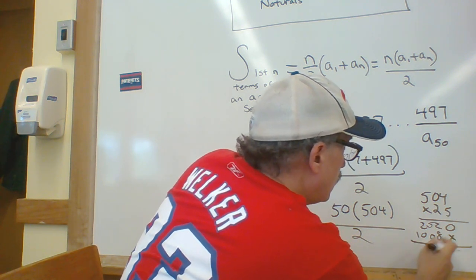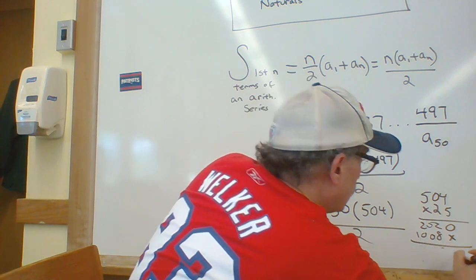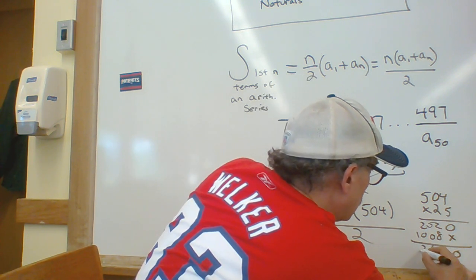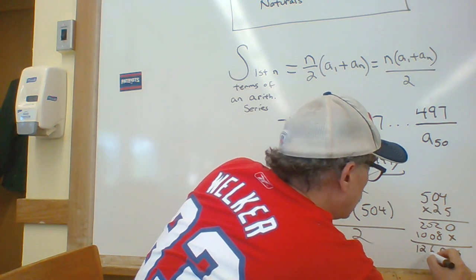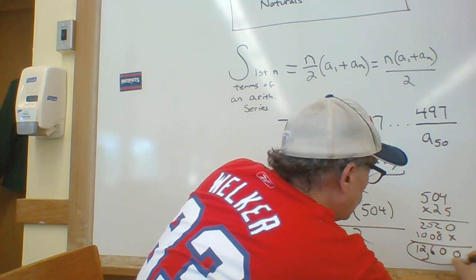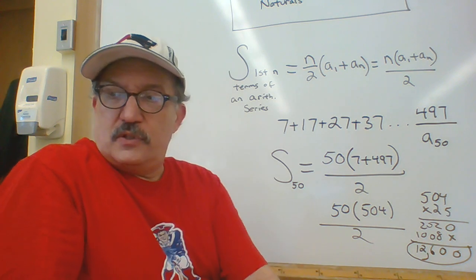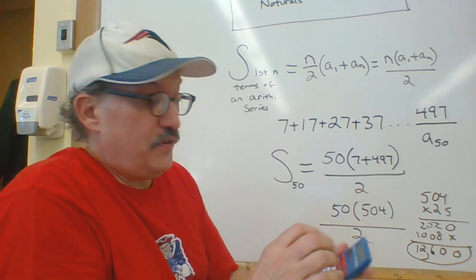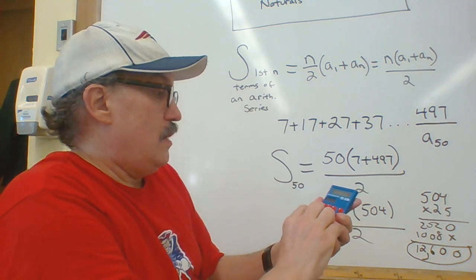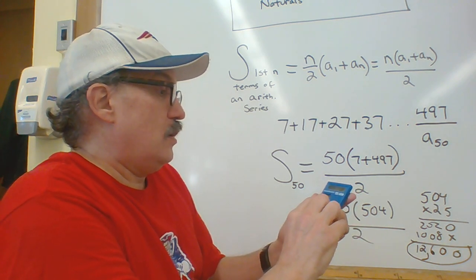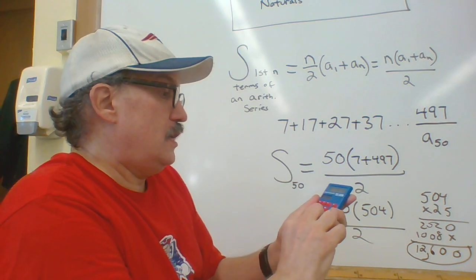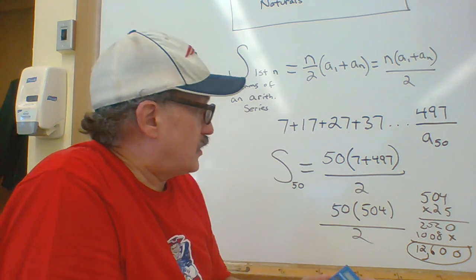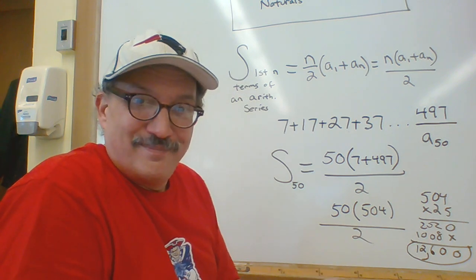Comes in 1, 8, 0, 10. I think it's right now. Check it for me, please. Use a calculator if you want to. I think it's 12,600. Okay, let me try it the other way. 50 times 504. 504 times 50 divided by 2 equals 12,600. It is correct.